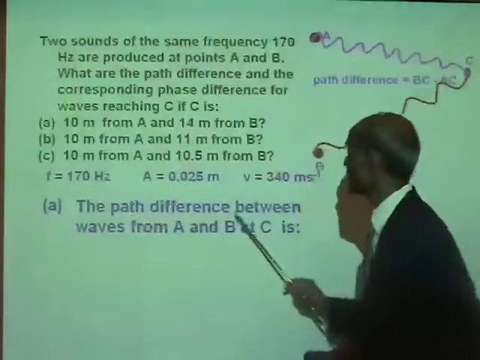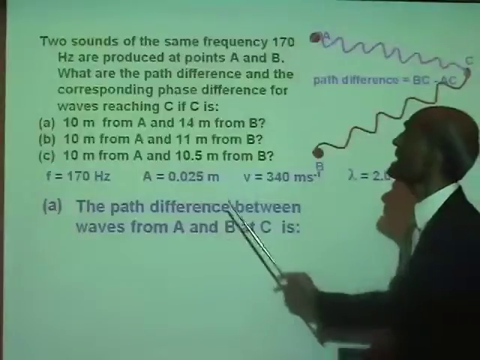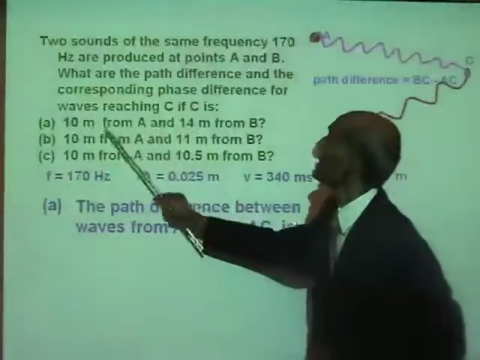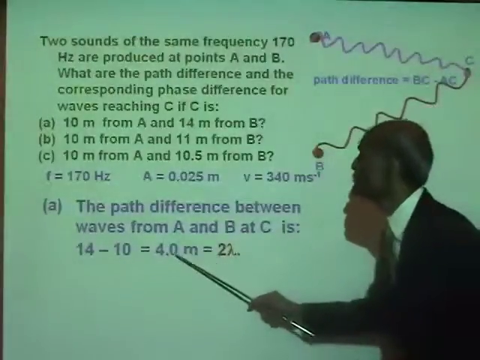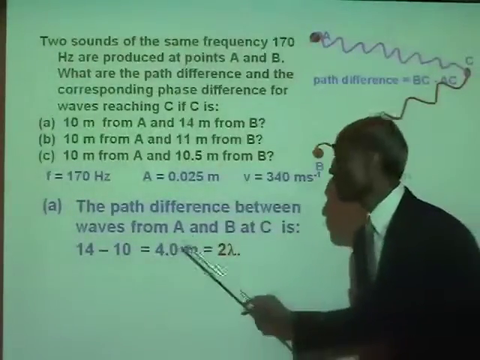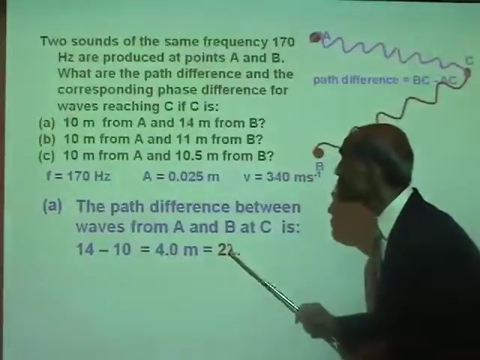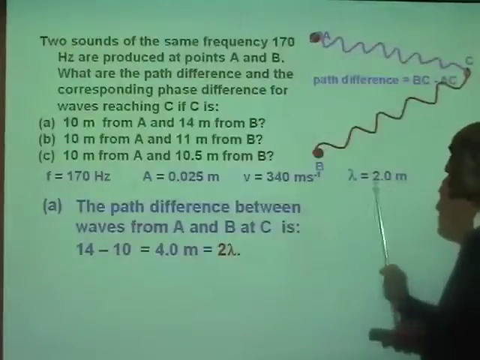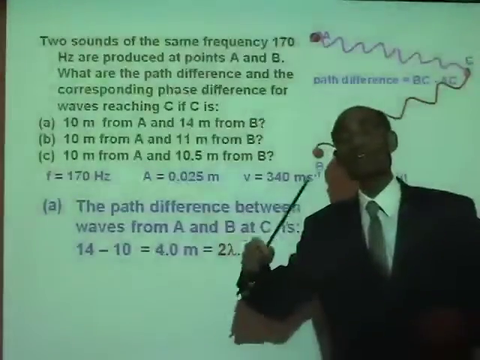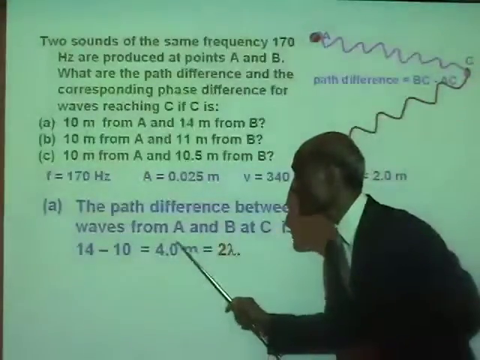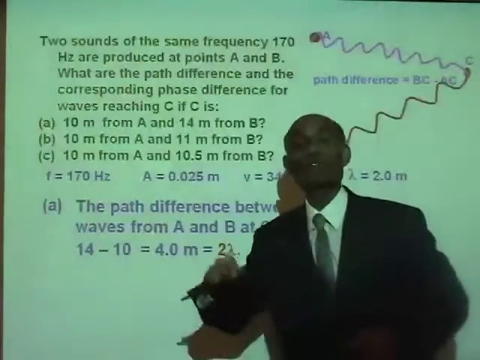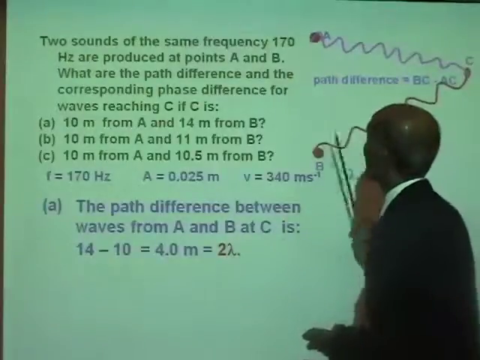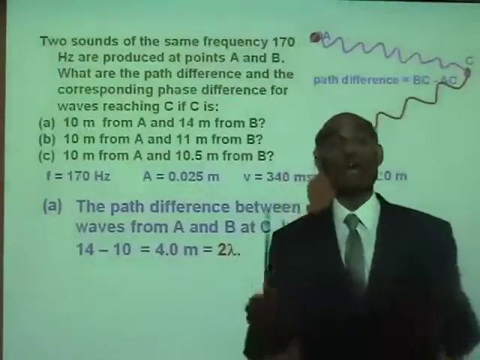Well, the path difference between waves coming from A and B in case A will be 14 minus 10, which is 4 meters. And 4 meters is 2 wavelengths. Is that right? Because we calculated the wavelength to be 2 meters. Because the wavelength is 2 meters, the path difference 4 meters is equivalent to 2 wavelengths. Tell me, are the waves from A and B meeting in phase or out of phase?